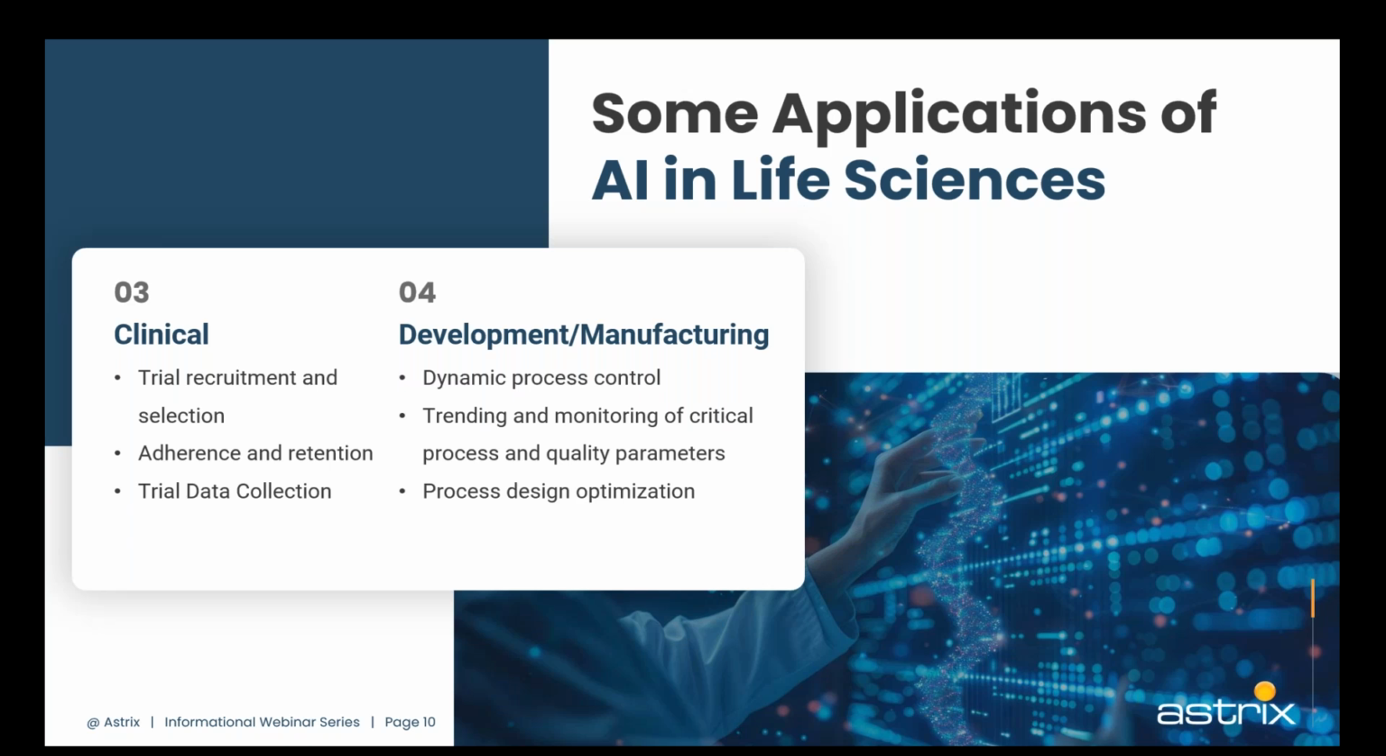But there are some interesting things nevertheless going on. Identification, trending, and monitoring of critical process and quality parameters is an area where I see a tremendous amount of interest and work going on in the industry: how can we better organize, starting with the development processes, our data, and build models to assist the scientists in identifying the truly critical process and quality parameters.